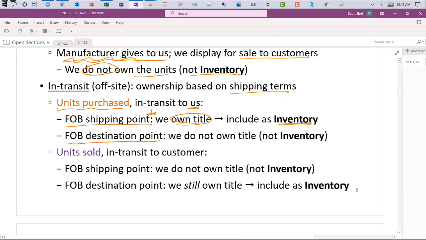FOB destination point means that we only accept title when the goods are actually received at our destination, at our receiving dock. In those cases, those are not owned by us, so they're not considered inventory until they're received. When we sell units to the customer and we sell them FOB shipping point, we do not own those goods. Once they're in transit, the customer owns title to those at the point where we ship them.